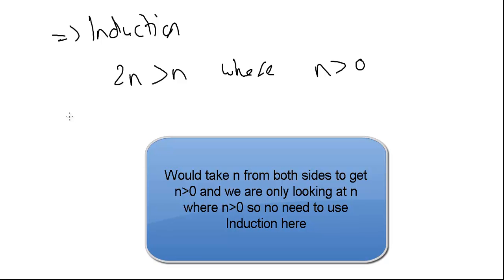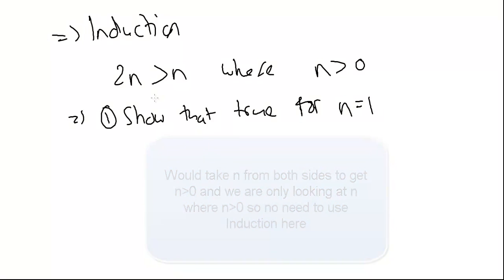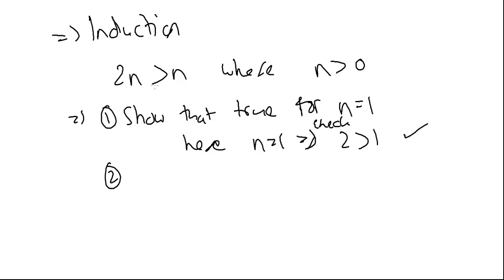So what you do here is you first show that it's true for n is equal to 1. So in this case, if n is equal to 1, 2 is greater than 1. So here n is equal to 1 means 2 is greater than 1. So check that. So check 2 is greater than 1. And it is.